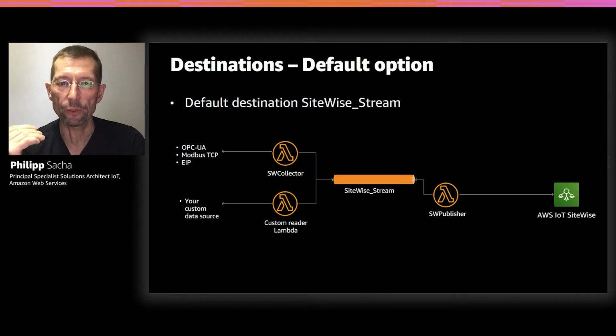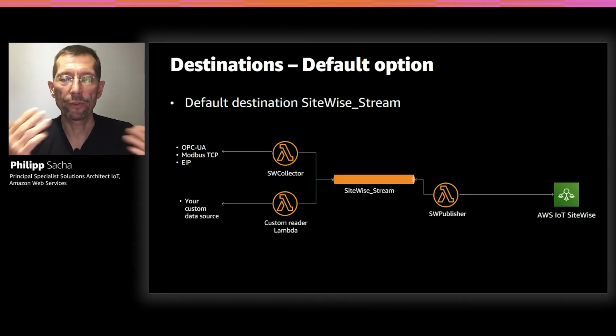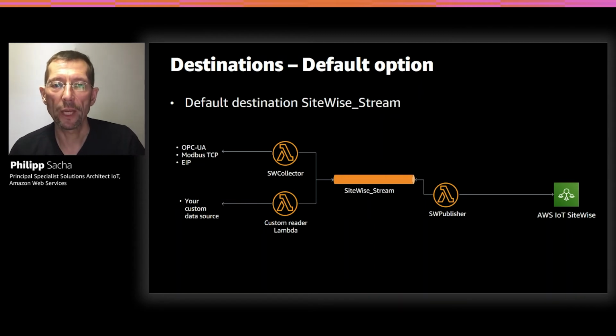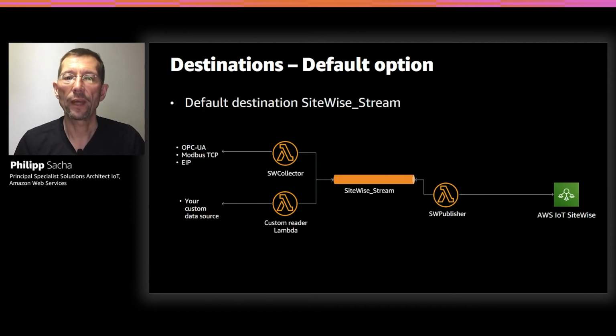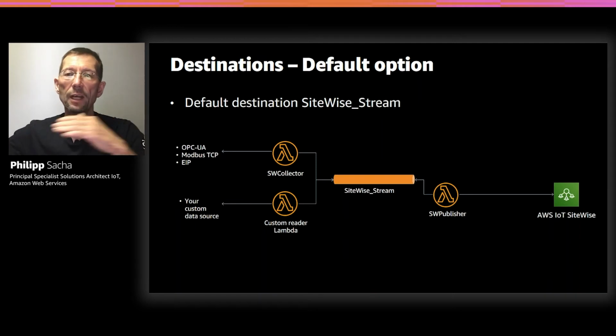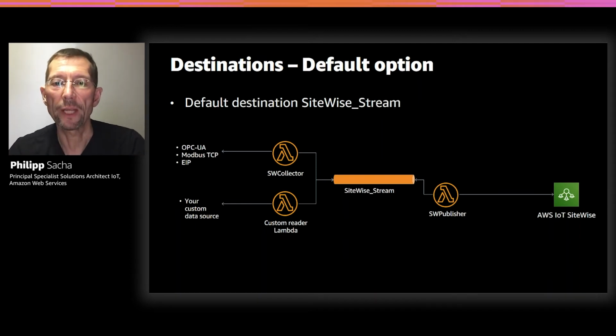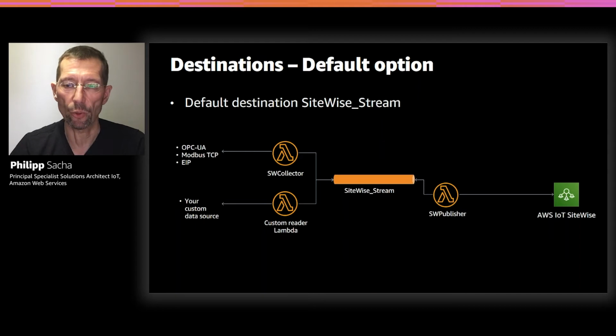Another option is that you bring your own custom Lambda function to write into the stream or to read out of the stream. And with a custom Lambda function, you can support data sources that are not supported by AWS out of the box. Maybe you have an OPC DA server, or you want to get data out of a database and send it also to the AWS IoT SiteWise data store.